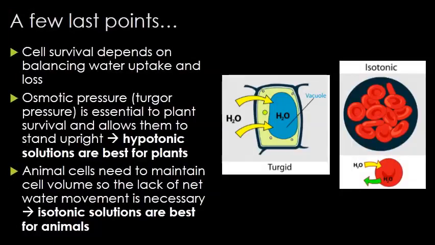A few last points I want to make sure you remember. Cell survival depends upon balancing water uptake and loss. So osmosis is extremely important to our homeostasis. Now, plant cells are going to prefer hypotonic environments because that pressure on their cell walls allows them to stand upright. But animal cells are going to prefer isotonic environments. You can see the red blood cells on the right here. Water must come in and out to balance that water. So it's very essential to remember which one is preferred for which type of organism.